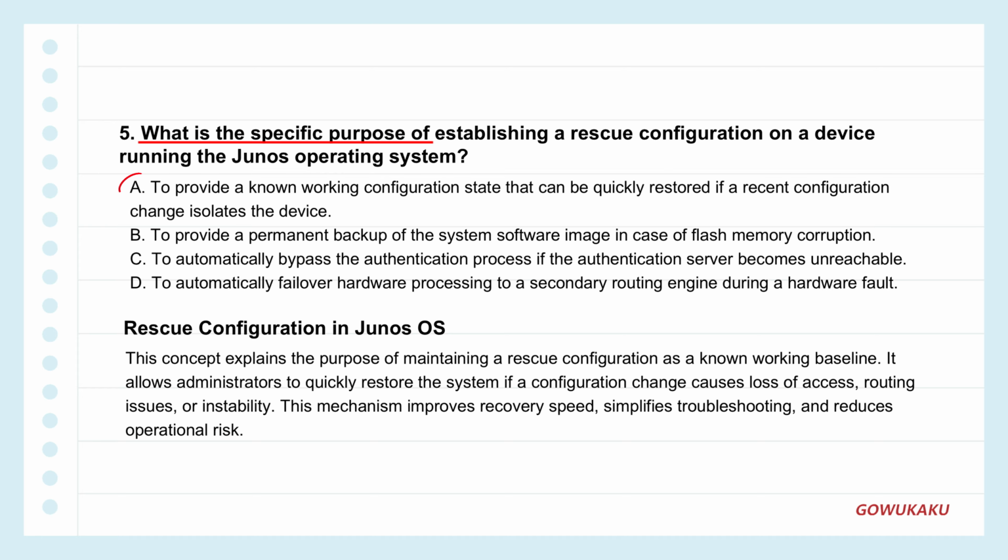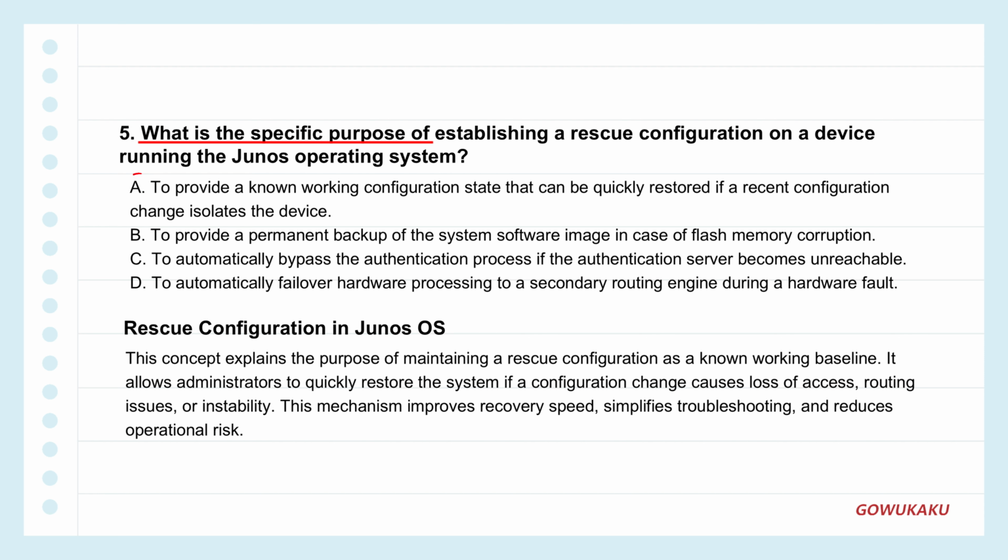A rescue configuration, which makes A the correct answer, by the way, is a known working baseline of that text file that you specifically saved earlier. Got it. So if I commit a change that severs my connection? Right. Someone can just plug a laptop directly into the router physically and roll back to that rescue file without reinstalling the whole operating system. That's incredibly handy.